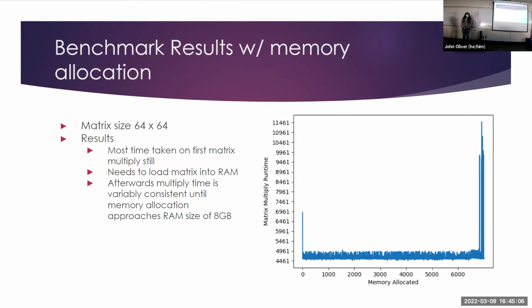So what happens when we actually do memory allocation? For all of these tests for now, we're using a matrix size of 64 by 64. We'll eventually experiment with different matrices. You can see that we still have that spike in the beginning, and afterwards it's pretty flat because that matrix is in the RAM. But as we get closer to that 7,000 megabyte point, you can see that the matrix runtime just skyrockets. This is very repeatable. You run this multiple times and you'll get the same results, maybe not as clean, but you'll still get the same results.